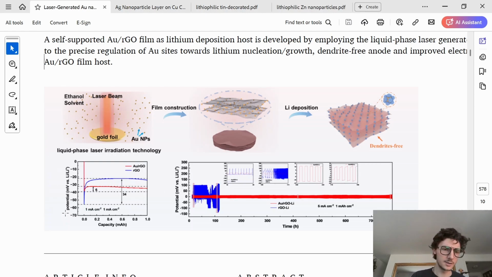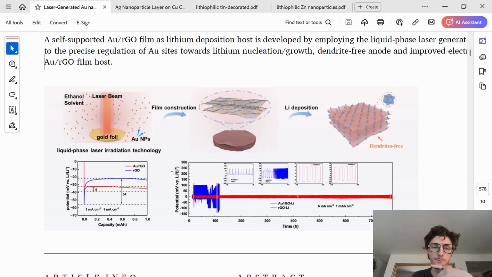Then over here, what we got is potential in millivolts as a function of capacity. And we got two curves, the red and the blue one. The blue one is the reduced graphene oxide. So you can see over the span of capacity, it has a lower potential. I don't know. And then the reduced graphene oxide with the gold nanoparticles over here is a bit lower. I'm not sure what that means. Just a graph over here.